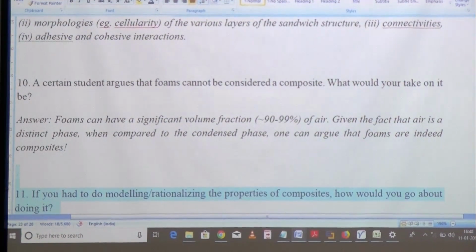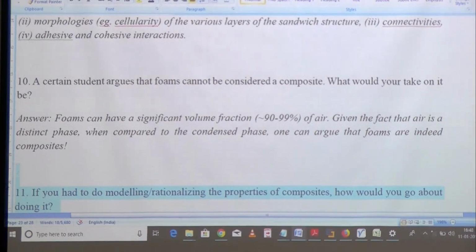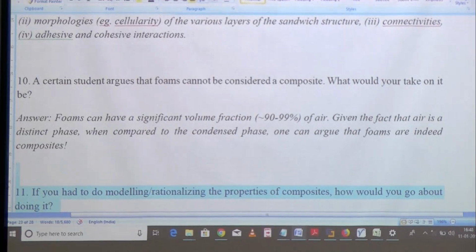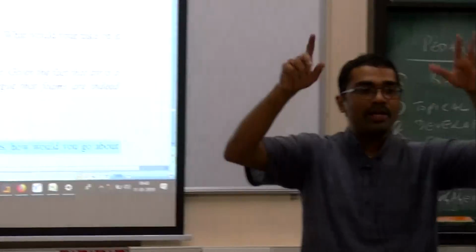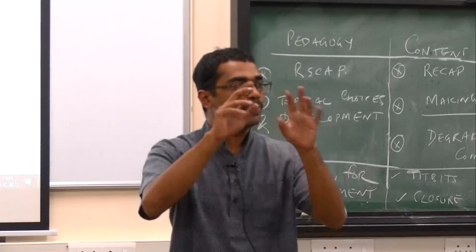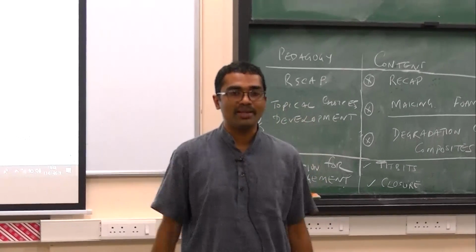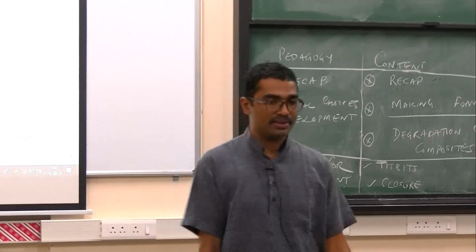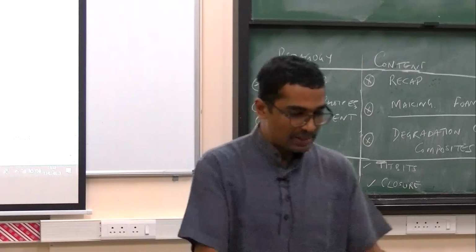You want to model or rationalize the properties of composites. How would you go about doing it? What would be the parameters that go into the equation? You want to model something. What do you think would be the parameters that go into modeling the composites? Please discuss this with one another, to understand the question.